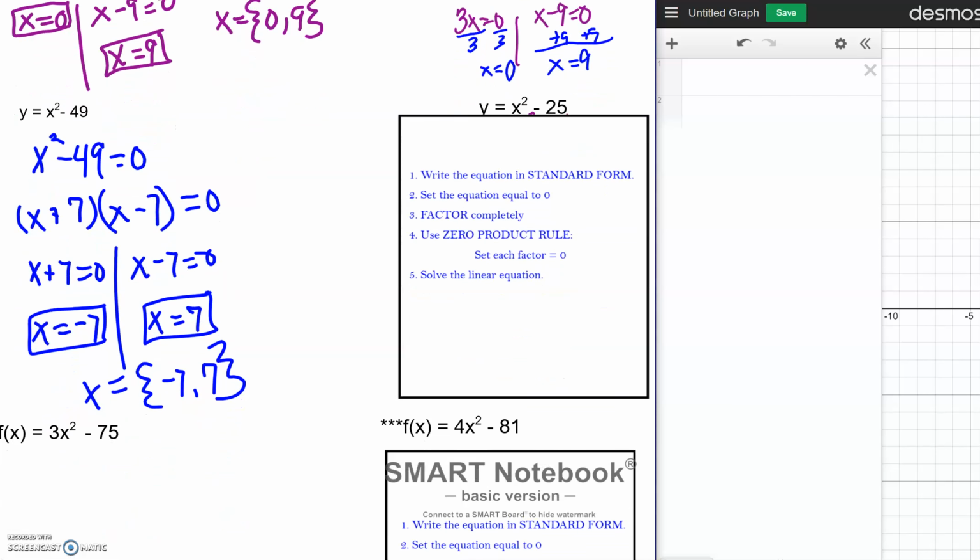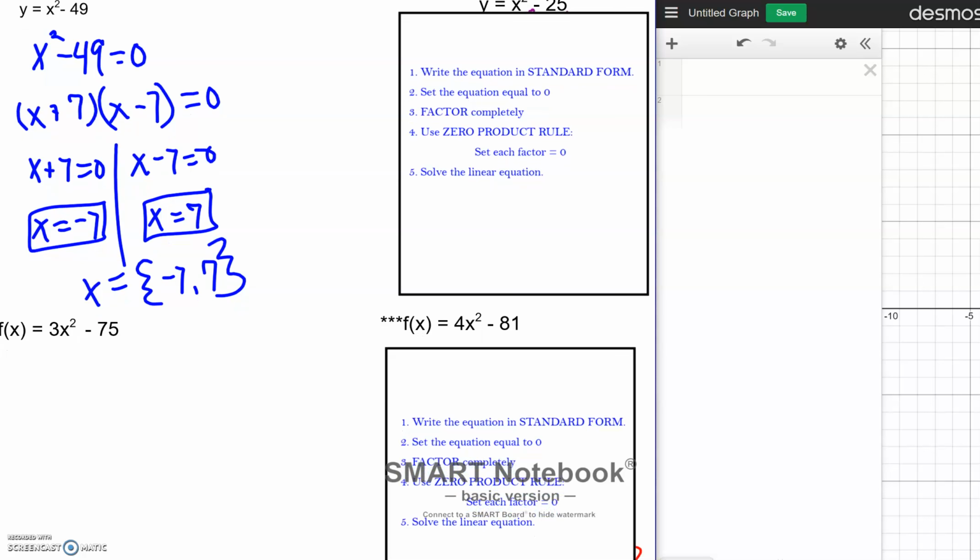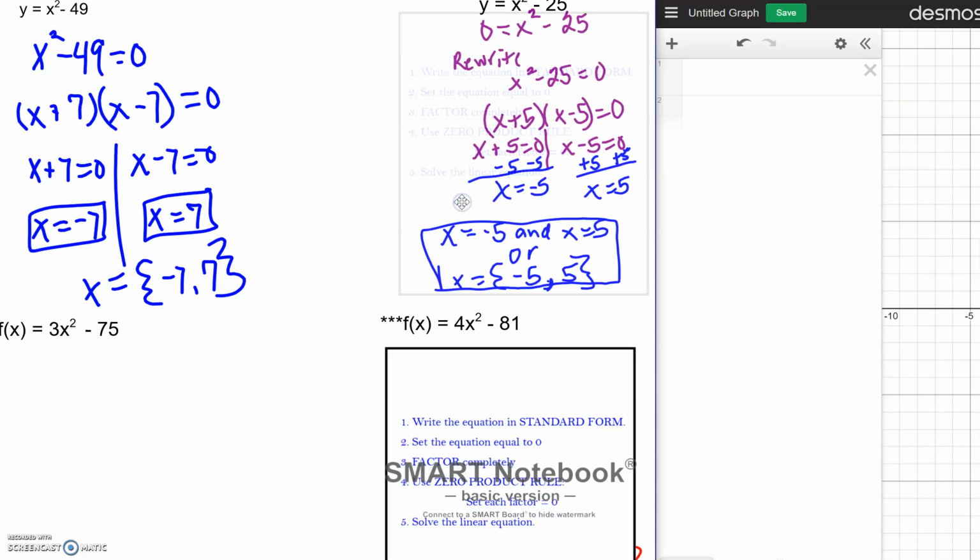Try the you do. Pause the video. And this is your answer. Over here, f of x equals 3x squared minus 75. Again, I know I'm solving equations, so this needs to be set equal to 0.